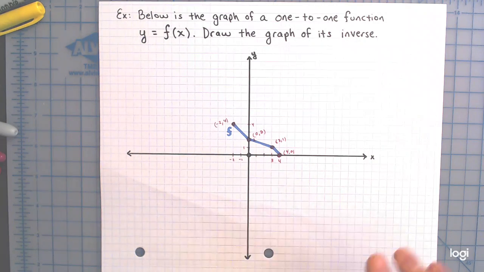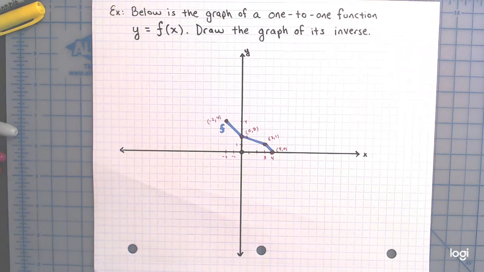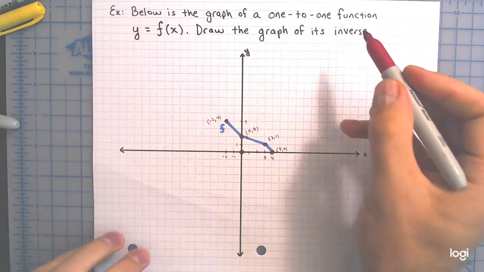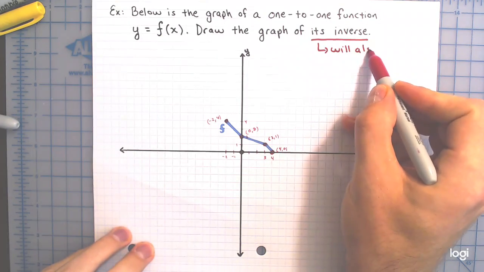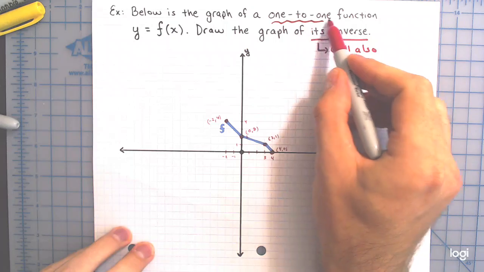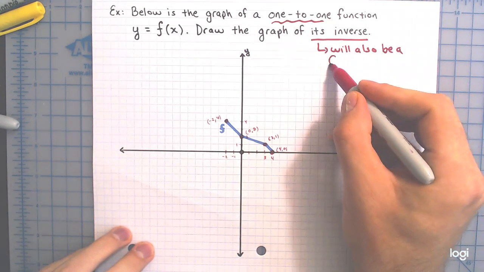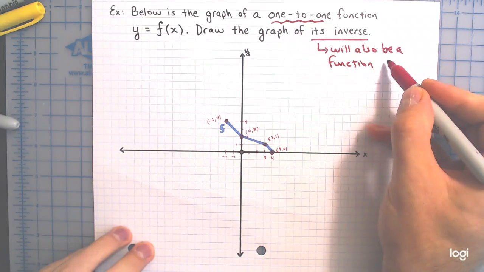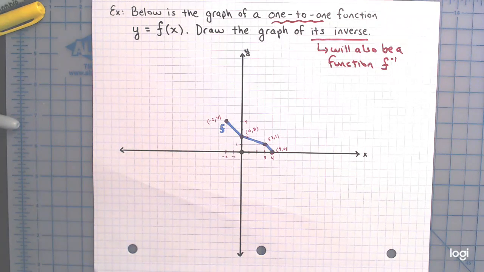And what I'm asked to do is draw the graph of its inverse. Now, because this function is 1-to-1, its inverse will also be a function. Because the original graph is 1-to-1, its inverse will also be a function, f inverse, with the little -1 thing above the f. So as I did with the previous page, I'm going to plot some of these points. Maybe I'll zoom this in a bit.